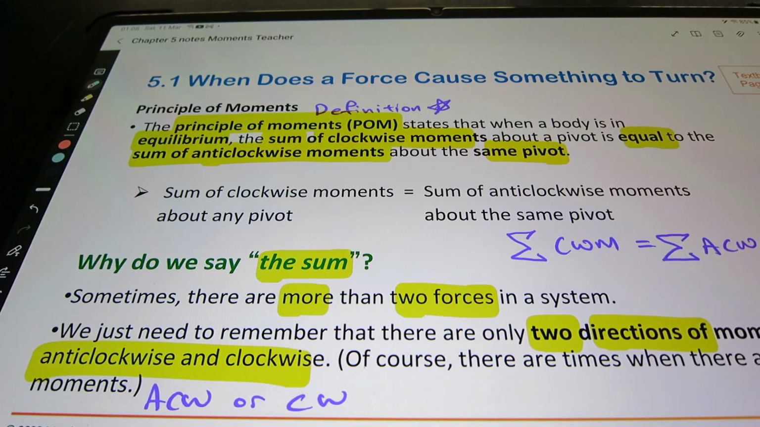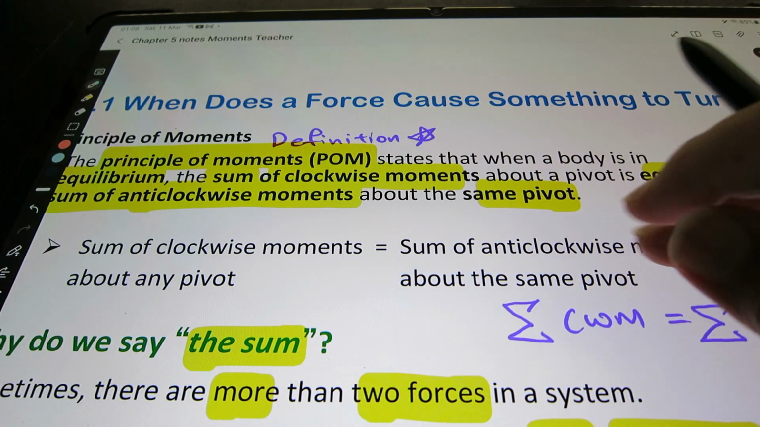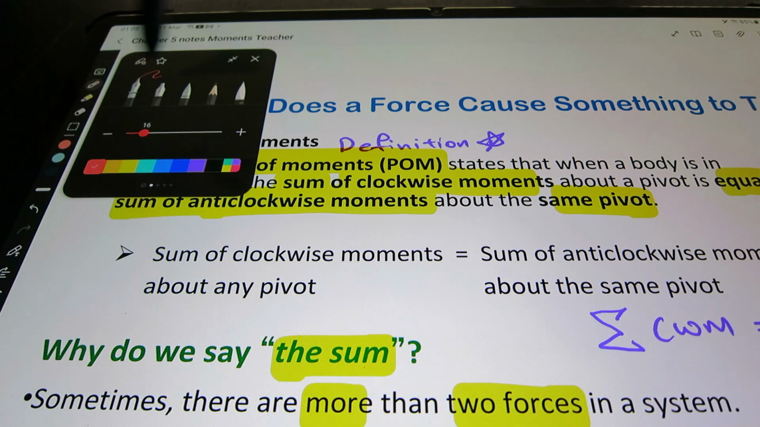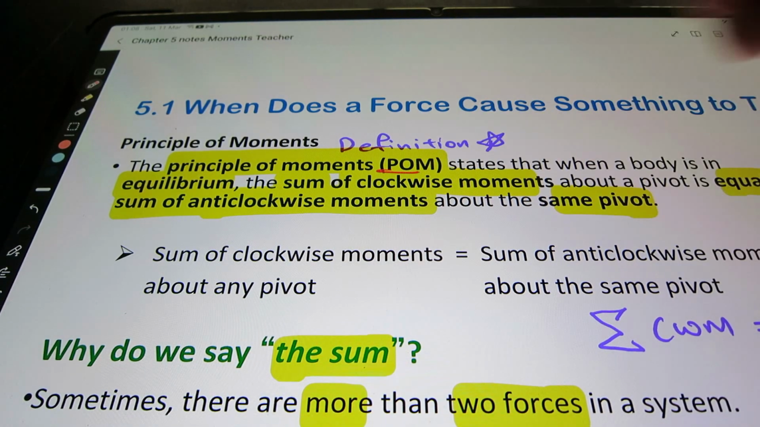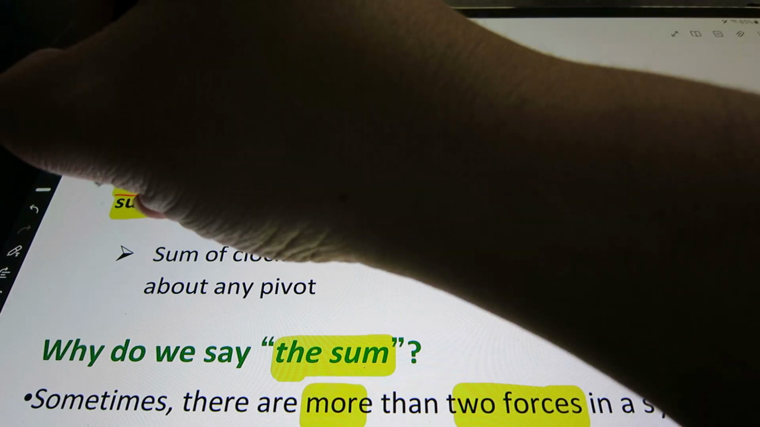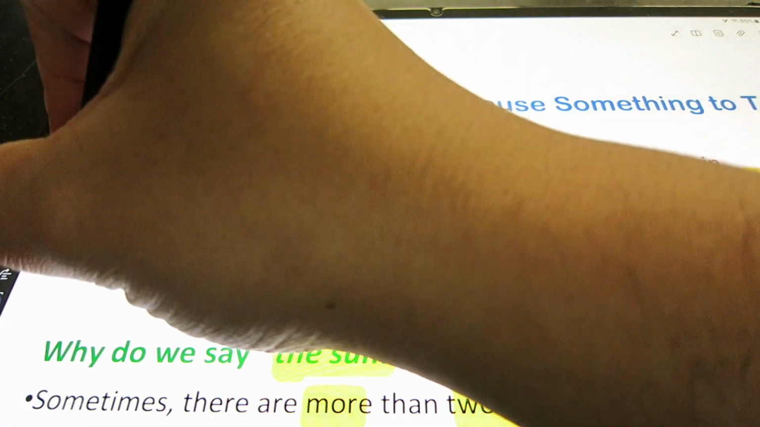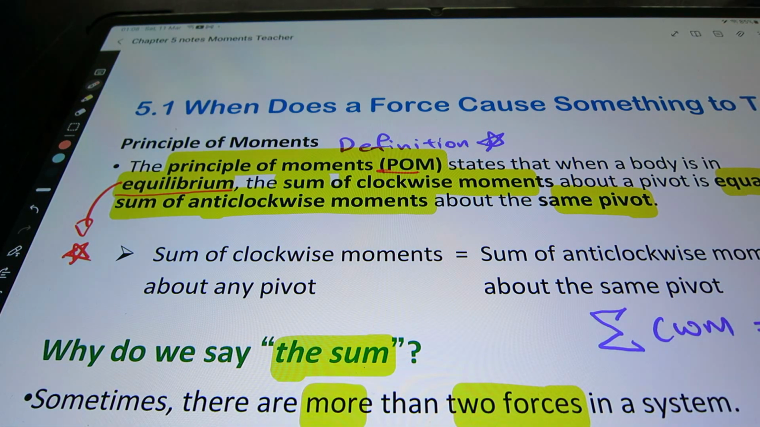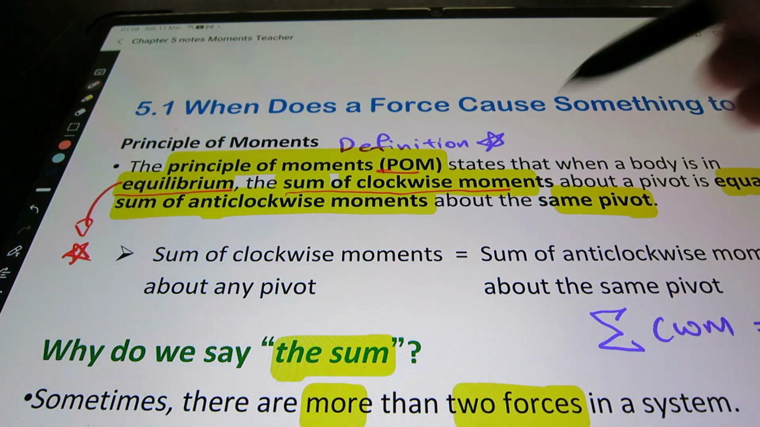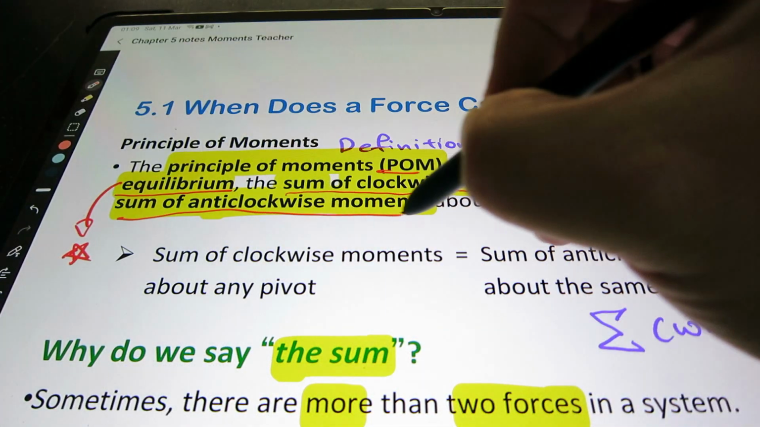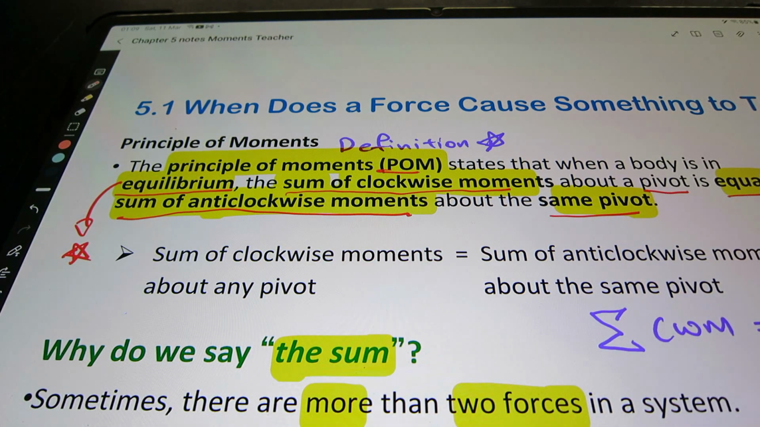The principle of moments, this is important. This is a definition. You definitely need to remember this. The principle of moments states that when a body is in equilibrium, which means it's not rotating, and this is important, it must be there, the sum of the clockwise moments about a pivot is equal to the sum of the anti-clockwise moments about the same pivot.